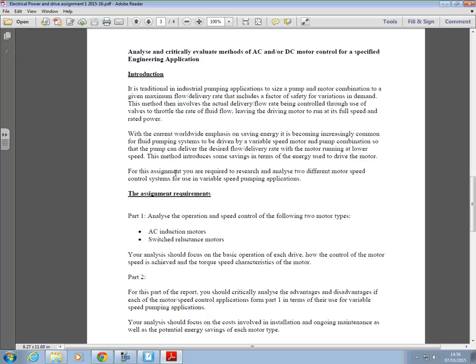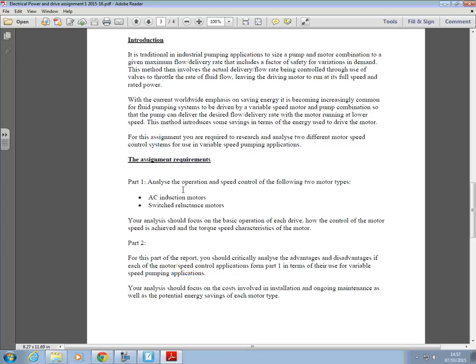Part two is the nitty-gritty part, because that's where you're going to apply that to a particular application. For the second part of the report, you critically analyse the advantages and disadvantages of each of the motor speed control applications from part one in terms of their use for variable speed pumping applications. Your analysis should focus on the costs involved in installation, the ongoing maintenance, as well as the potential energy savings of each motor type.